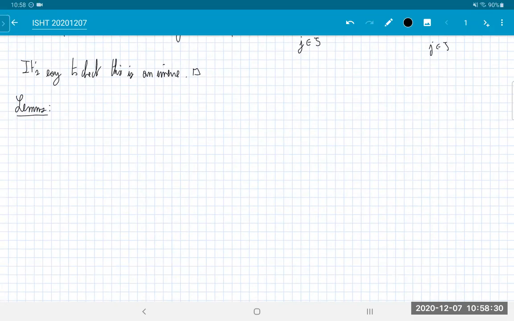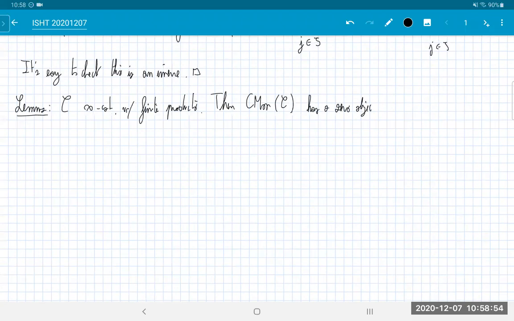The first one is here. Lemma: let C be an infinity category with finite products. Then this category of commutative monoids, oh, I didn't say this is the subcategory of the functor category spanned by commutative monoids, has a zero object and direct sums. So the coproduct and the product coincide. So that's what's called a semi-additive infinity category.